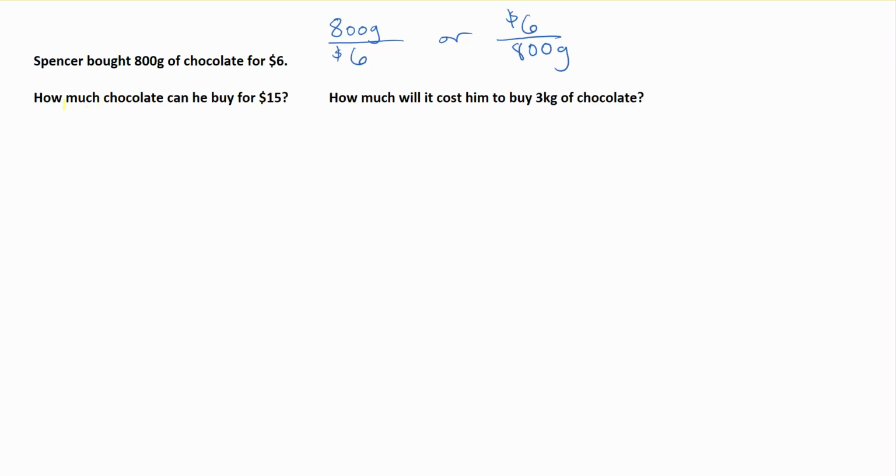So again, if I read this question, how much chocolate can he buy? I'm going to want the one that has the chocolate unit on the top, and the chocolate is going to be the grams of chocolate. So here I want to use the one that has grams on top. So I'm going to use 800 grams per $6. And if I times that by $15, you can think about that unit dollars will go away and you're left with just the numbers. So 800 times 15 divided by 6, and you're going to get 2,000 grams of chocolate.